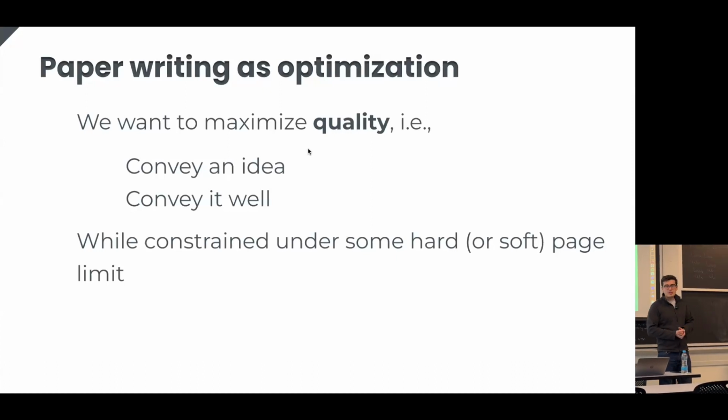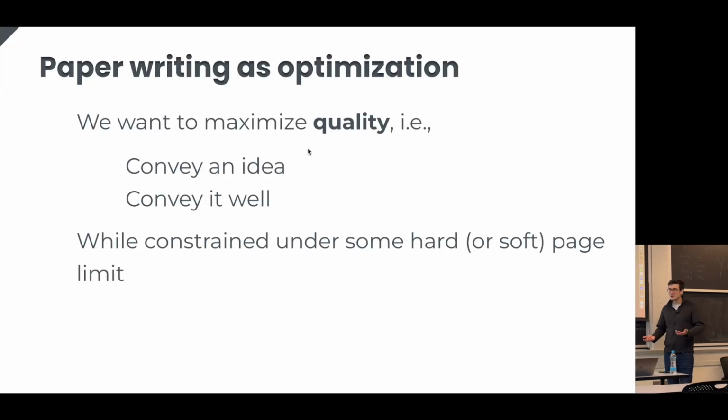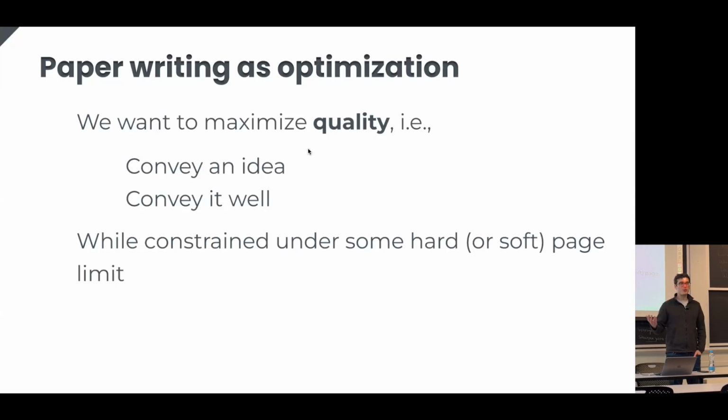But in general, we're constrained in some way. This can be in terms of a hard constraint: in NLP, a lot of papers have to be either 4 pages or 8 pages. That's a hard limit that the conference imposes. Or it can be a soft page limit where, in general, if we can express something in 2 pages, then let's not try to write 100 pages on it, because people will get discouraged from reading it. And it's just, in general, inefficient. So in this sense, we want to convey an idea well within some sort of budget.